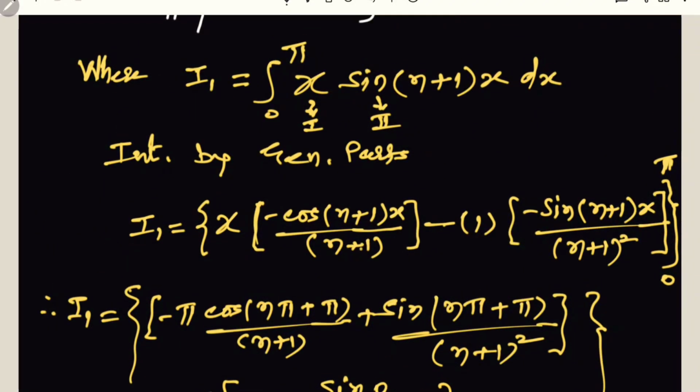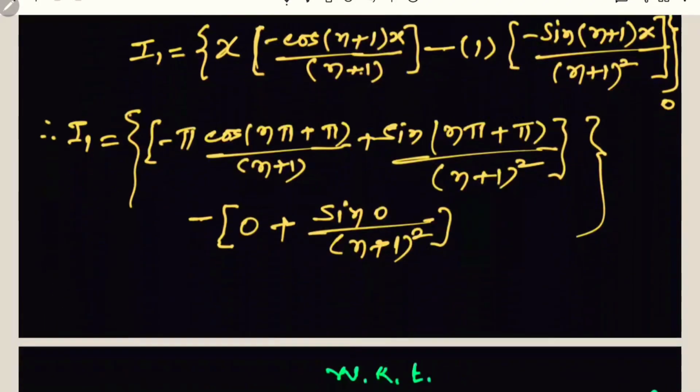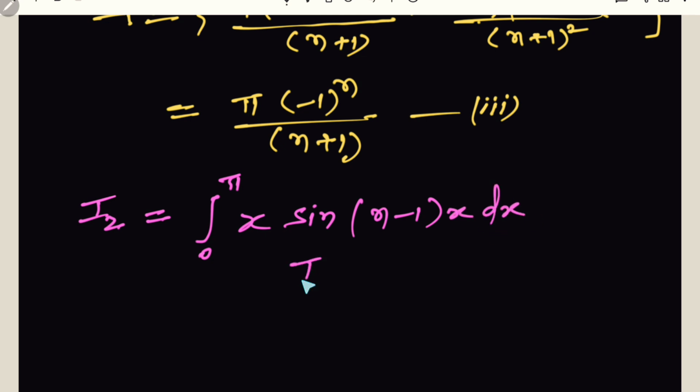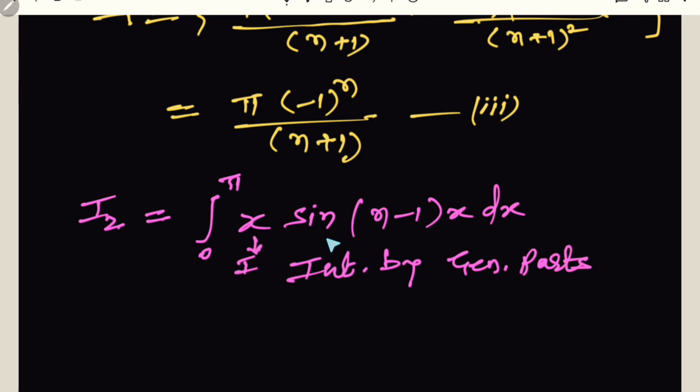We see the term x into sine of (n minus 1) times x, and its integration with respect to x. Again a product, therefore applying generalized integration by parts. First term is x, second term is sine of (n minus 1) times x. Terms alternately positive, negative.